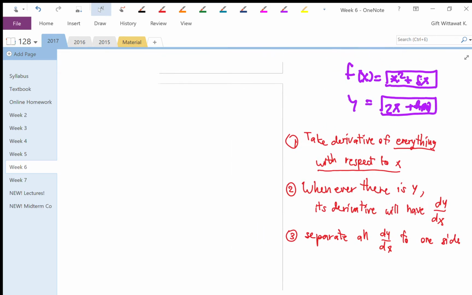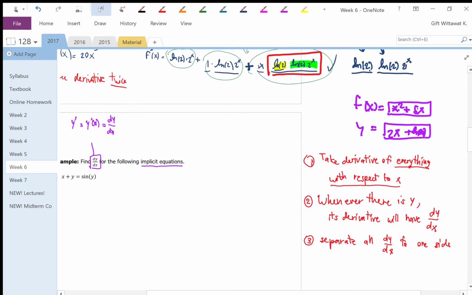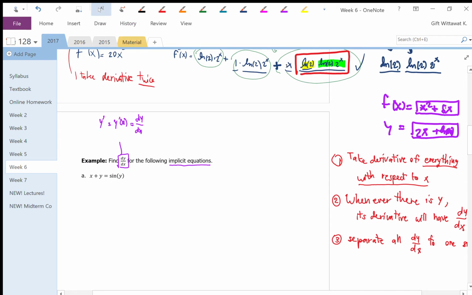So let me show you in the example here. I want to find the derivative of this guy, x plus y equal to sine of y. So I'm just going to do what I just wrote down. I'm going to take the derivative of the whole thing with respect to x. What is the derivative of x with respect to x? The derivative of x is just 1. So the derivative of x becomes just 1.